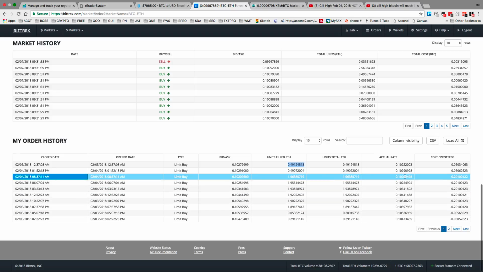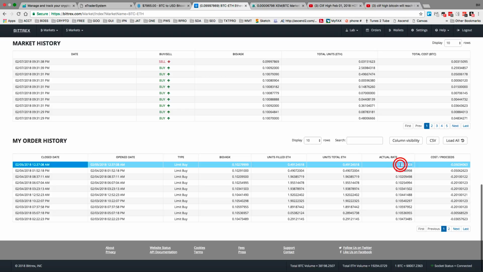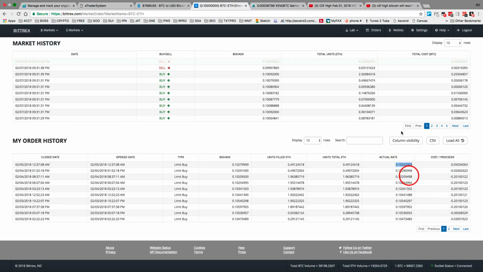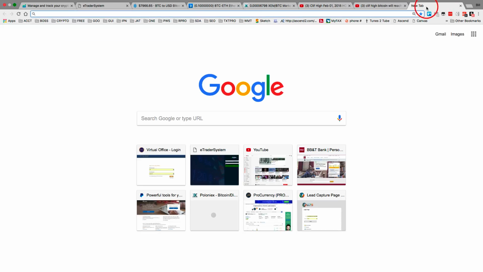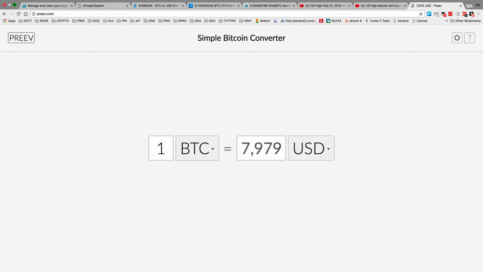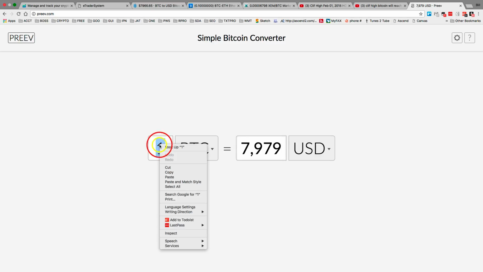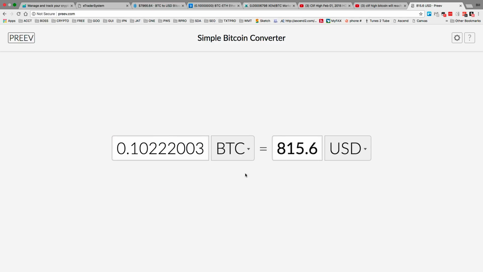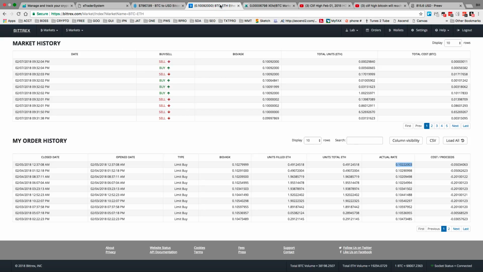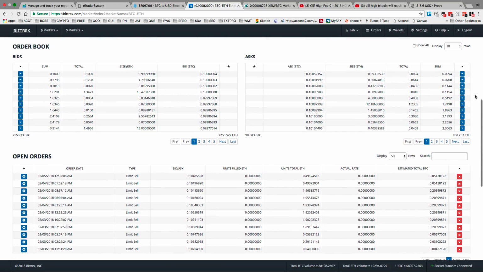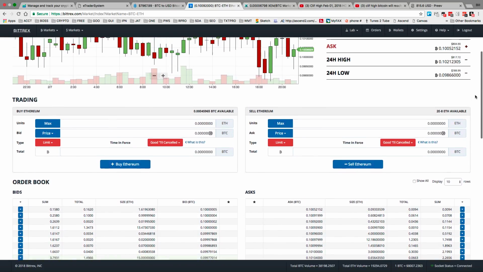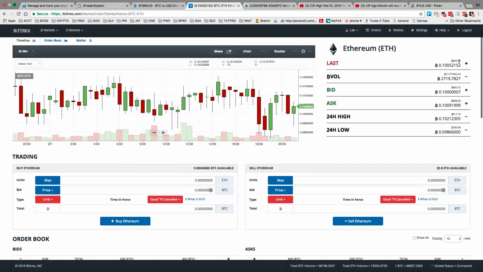And then we have some higher ones. But let's take a look and see what the actual rate is that was paid for this. Again, go to prev.com, and you can see the amount of Bitcoin that was spent. So it's $814 is what the eTrader purchased it for. And we have right now the value is 801. So it needs to go up a little bit, or 805 now, before it was to sell.